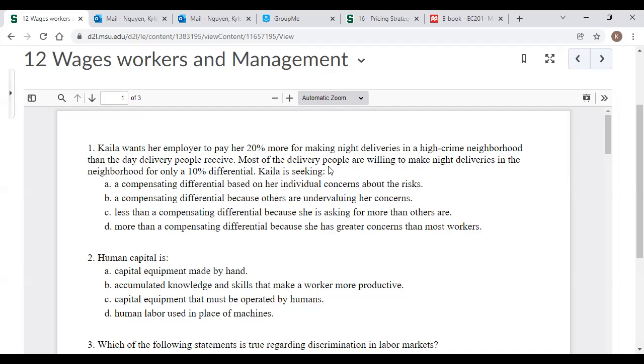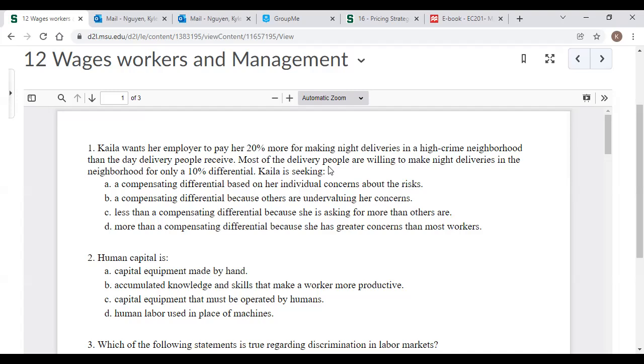D, more than a compensating differential because she has greater concern than most workers. That is correct. If the standard differential is 10% and she's seeking 20%, then she's seeking more than a standard differential. And she's only seeking it because she has even more concern than other people.